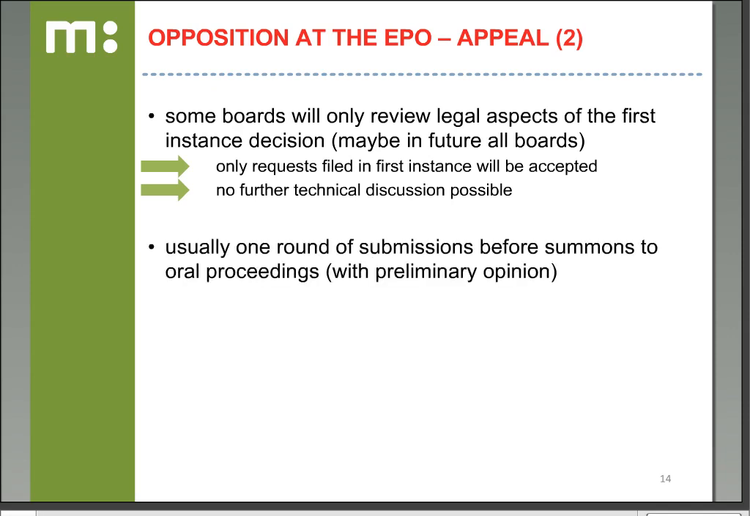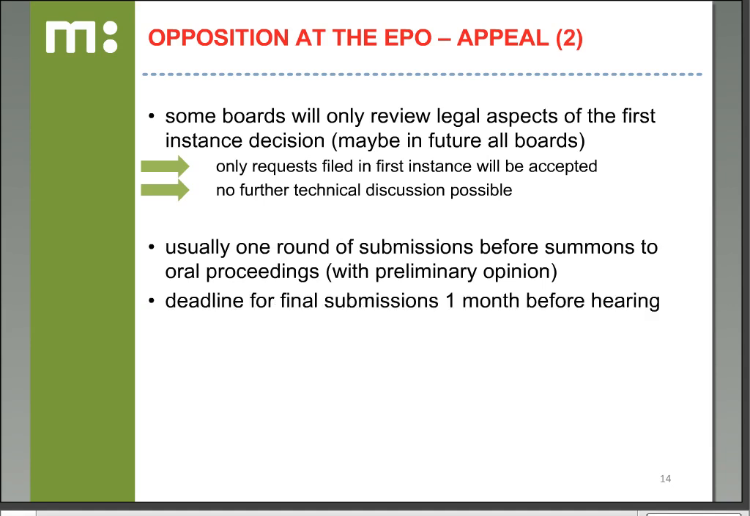And usually, again, you have one round of submissions before you receive the summons to oral proceedings, again with a preliminary opinion, which is maybe sometimes not as detailed as in the first instance. And again, this is officially. Nobody will object if you file further statements before you receive the summons to oral proceedings. And in this case, you have a deadline for final submissions. It's 1 month before the hearing.